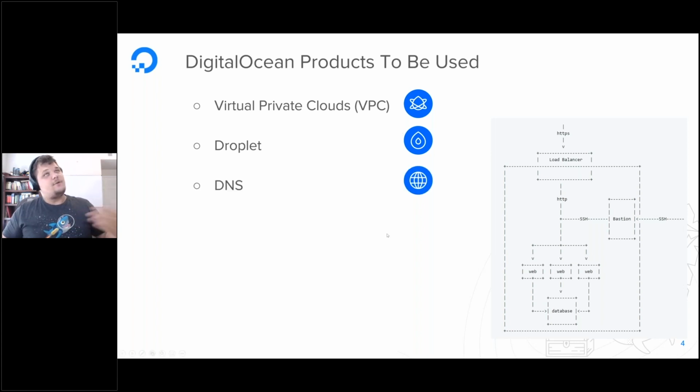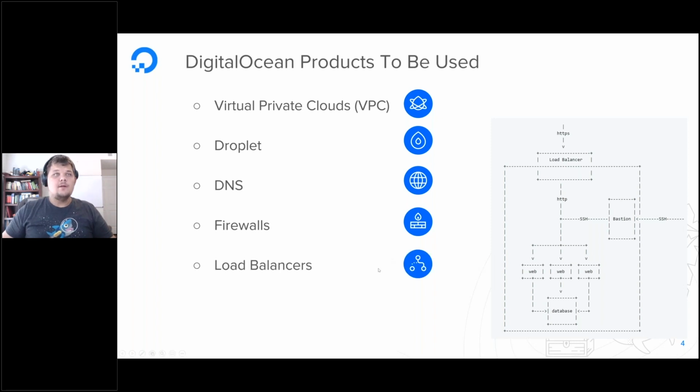Then we're going to be using DNS to create DNS records, so that you can actually access all of your things. We'll have a DNS record for our Bastion server and then a DNS record for the website that we are creating. We will be using firewalls to enforce security and traffic flows, both inbound into the VPC and internally to who gets access to the database.